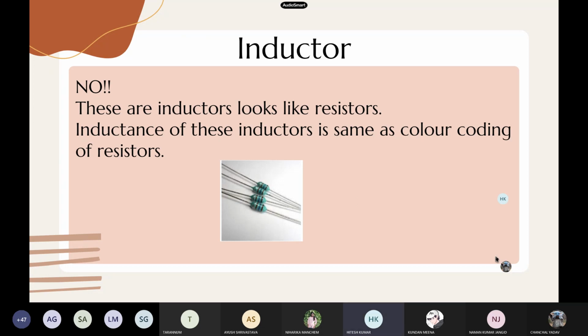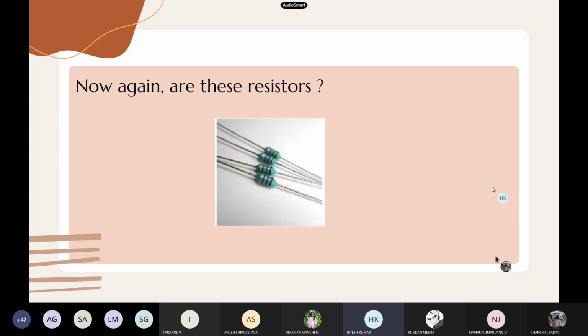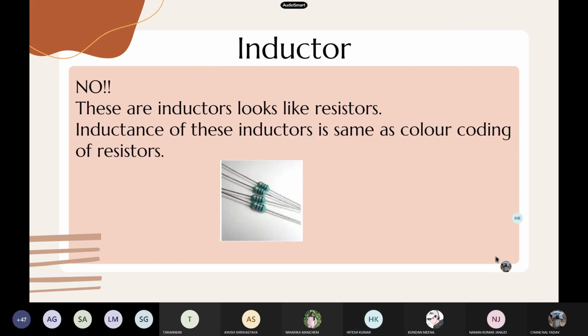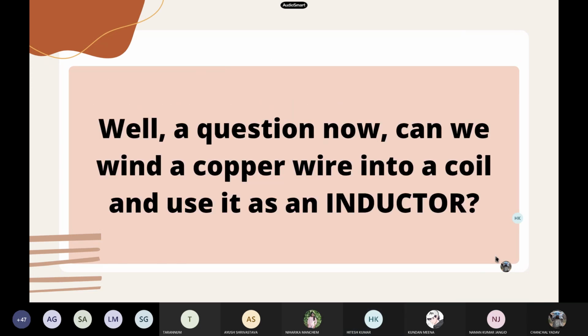Now I have a question for you. You have seen several images of inductors in which a copper wire is wound. In these types of inductors, there is a copper wire wound on an insulator core. So can we make an inductor at home by winding a copper wire?